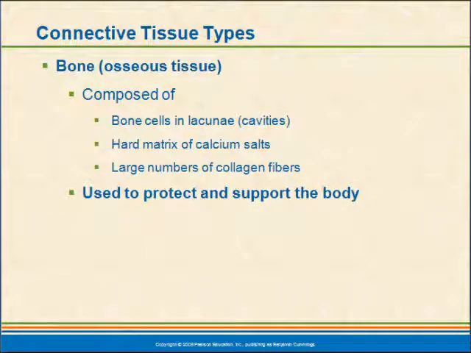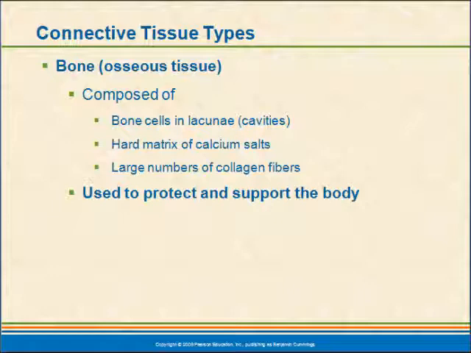Let's talk then about individual connective tissues. And the first one we should talk about is bone. That's the one we're most familiar with. This is also referred to as osseous tissue, and it is composed of bone cells. We have three basic types of bone cells. We have osteoblasts, osteoclasts, and osteocytes. It's the osteocytes that live in these things called lacunae, which are little cavities inside of the bone.